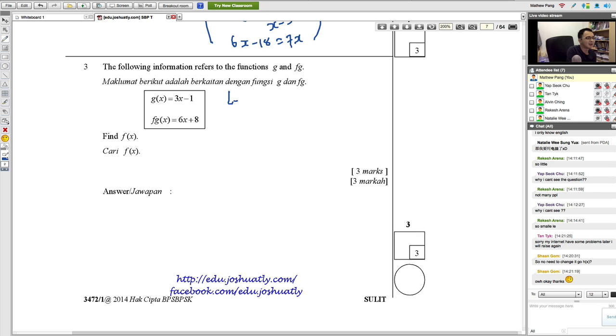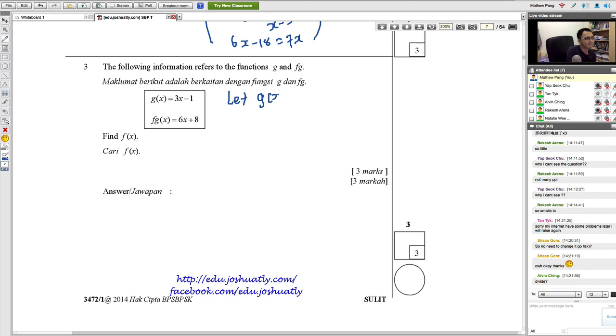First thing, I will let my gx equal to m. Then gx equals to m, right? Then I have my fgx. So my gx is m, correct or not? So this one we call it fm. Alright. Then what is my fgx? Equals to 6x plus a. So that means my fm will equal to 6x plus a.